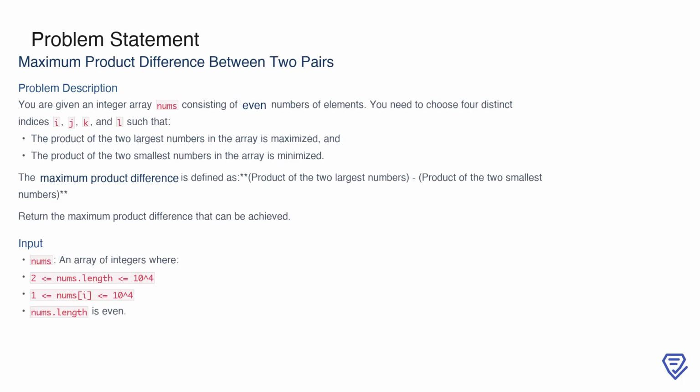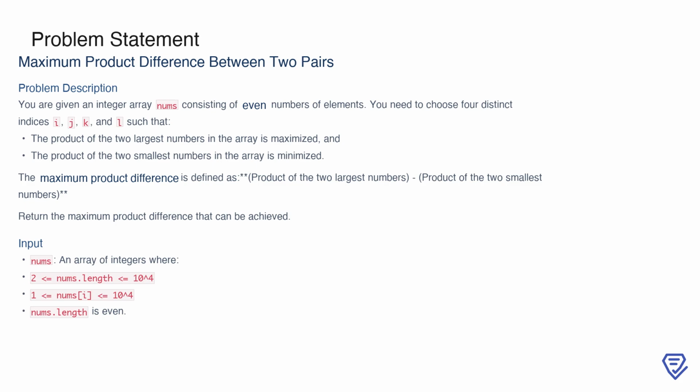In this problem, we're tasked with finding the maximum product difference between two pairs of numbers in an array. Specifically, you're given an array called nums that contains an even number of integers. From this array, you need to select four distinct indices, i, j, k, and l.